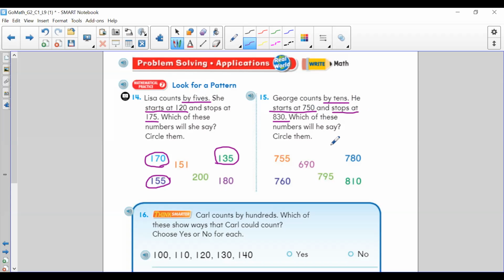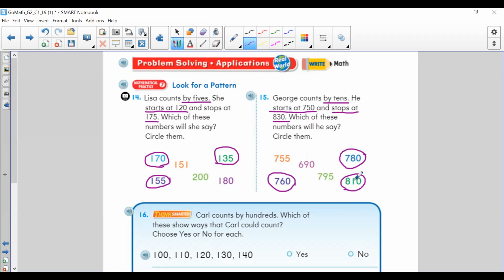So counting by tens, 750, 760. Oh, there's 760. 770, 780. Oh, there's 780. 790. There's 690. That's too low. Okay, from 790, excuse me, 800, 810, 820. We have to make sure we stop at 830.